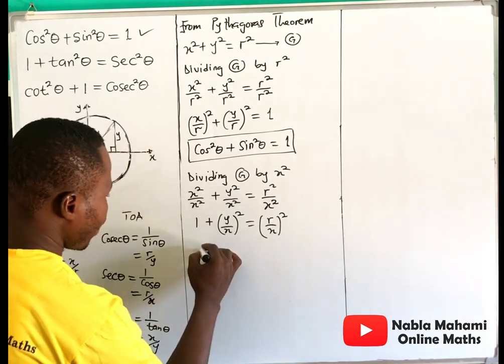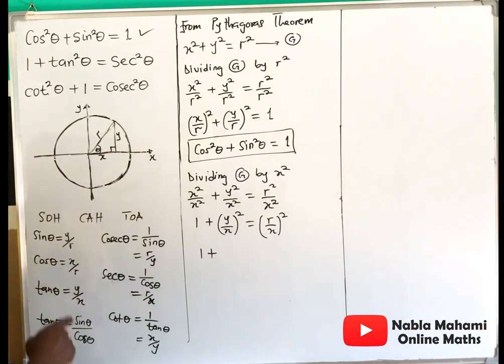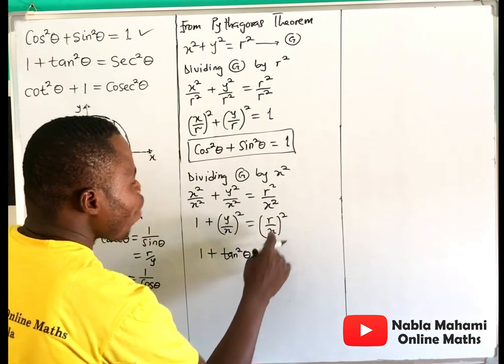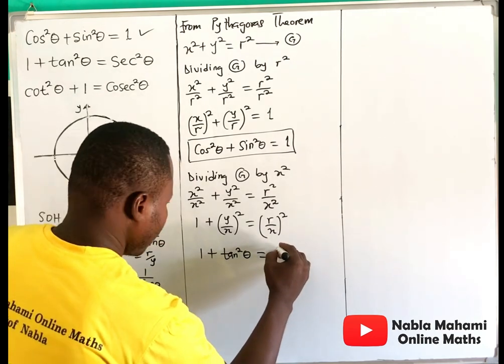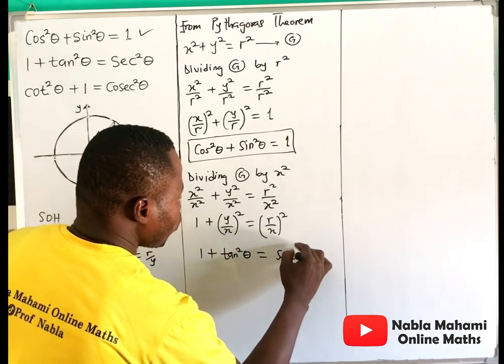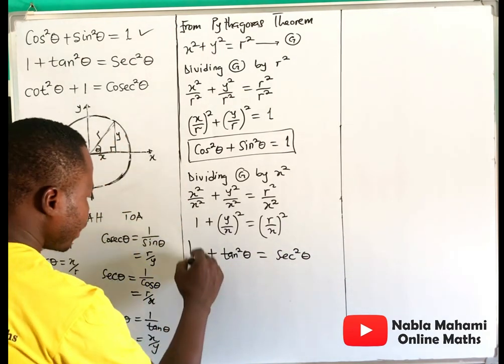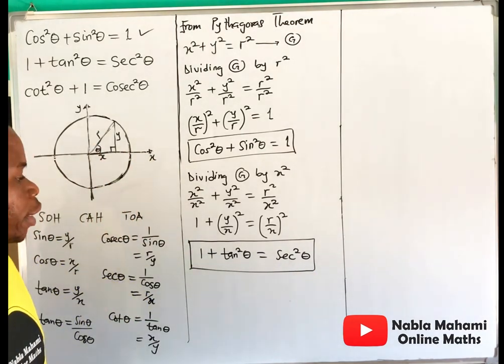Now to continue, I can have 1 plus y over x. Which of the relations is giving me y over x? You can see that it is tan. So I'll take it and write tan squared because of the power, theta, is equal to r over x. Which of the relations is giving r over x? You can see that r over x is sec, because sec is equal to r over x. So I can now write sec and square it because of this power, theta. Then this is the second identity, which is 1 plus tan squared theta is equal to sec squared theta.